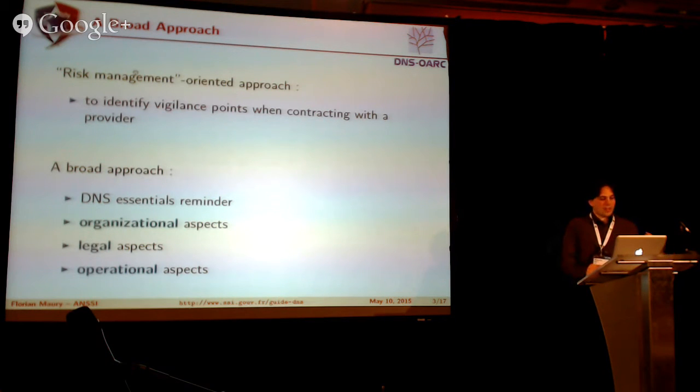So the guide is using a risk management oriented approach. That is, we are documenting a lot of vigilance points that the domain name holders have to take into account when they are contracting with a provider. And to do that, we have adopted a broad approach where we are dealing with organizational aspects, legal aspects, and also technical aspects, all in that one document. And for each of our recommendations, we try to provide a few DNS essentials for them to understand why we recommend that sort of thing.